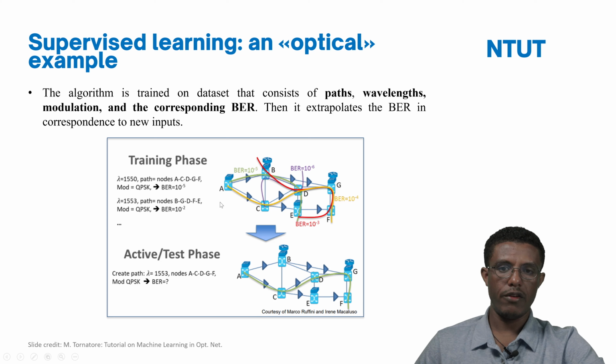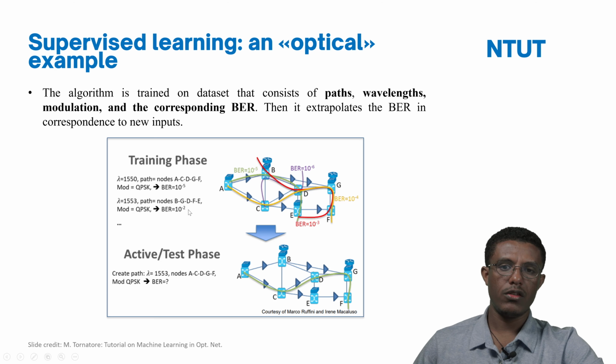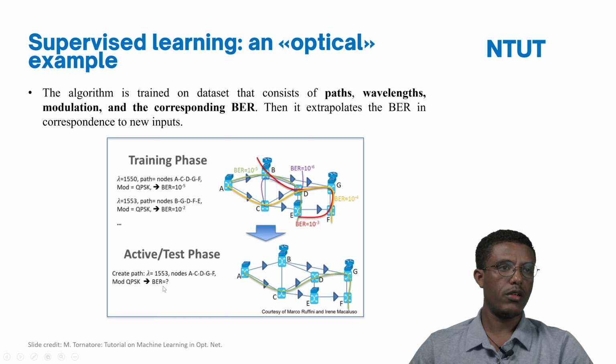There is also this way. When the modulation is QPSK, the bit error rate is 10 to the power of -2. And then finally, we need to test the performance when the wavelength is this one, the nodes are A, C, D, G, F, and the modulation is QPSK. So we need to know the bit error rate performance.